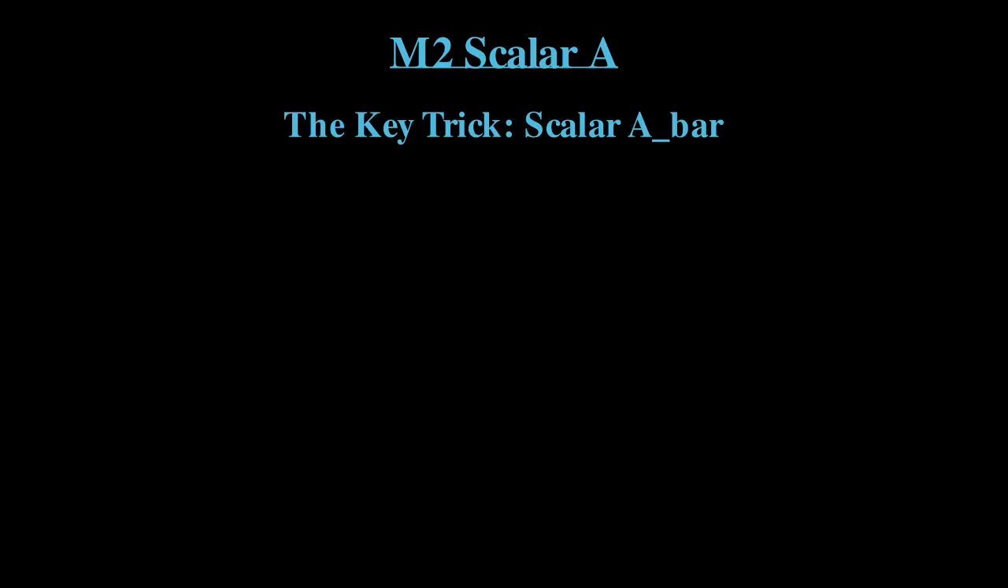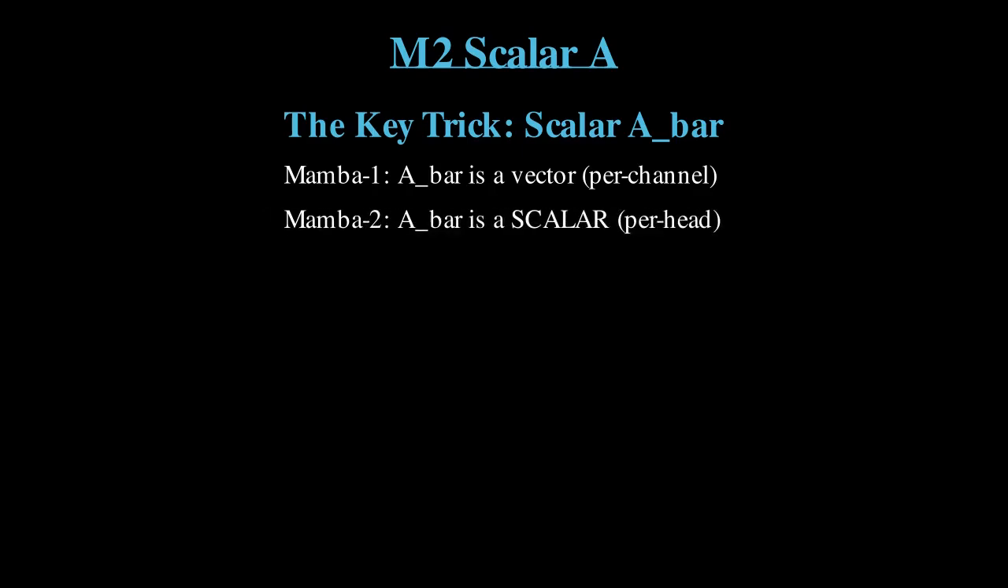The original Mamba had a state expansion factor, where a bar, B, and C were vectors, unique for each channel. This makes the matrix M different for every single channel. Forming that in parallel is complex. Mamba-2 introduces a crucial simplification: a bar is a scalar per head. It is not a vector. This means every channel within a given attention head shares the exact same a bar value.